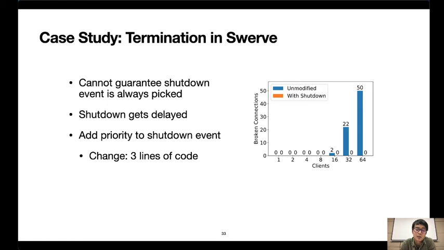After adding the priority to the shutdown event, we can see that as the number of clients goes up, the number of broken connections, which were introduced by the shutdown delays, stays consistent under Prior CML, while in the original CML we have more broken connections. Under the heavy load with 64 clients, we have 15 broken connections.